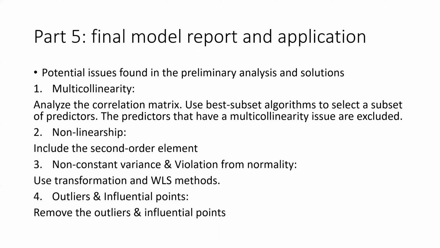The second issue is the nonlinear relationship problem. So here we include a second order element, i.e. x8 squared. The third problem is non-constant variance and violation of normality. So here we use Box-Cox transformation and the WLS methods. The fourth problem is outliers and influential points. So we just remove some outliers and influential points.